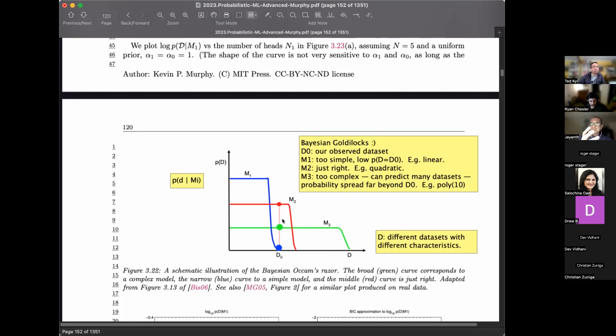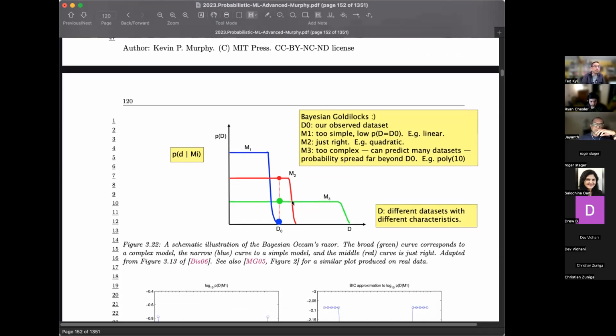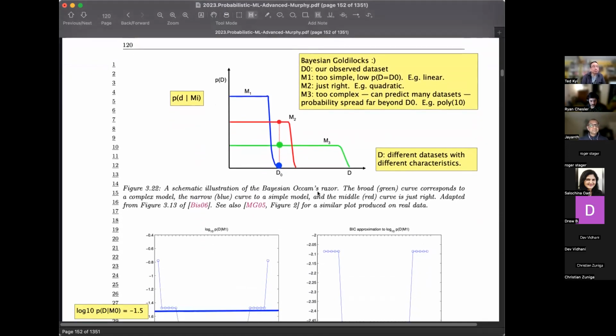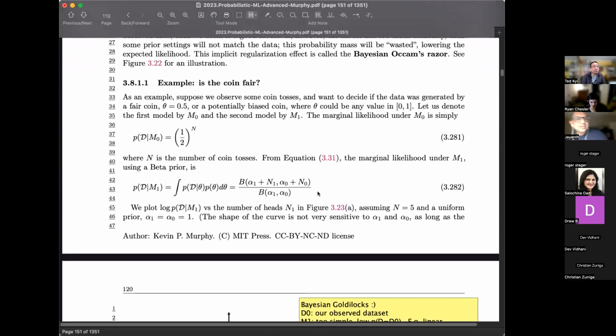And so this is what he calls the Bayesian Occam's razor, and I call it Goldilocks. It's just M2 is the just right model. And of course, this is all hand wavy and theoretical, and I think these blue lines are all probably hand drawn, but I think the idea is very interesting.